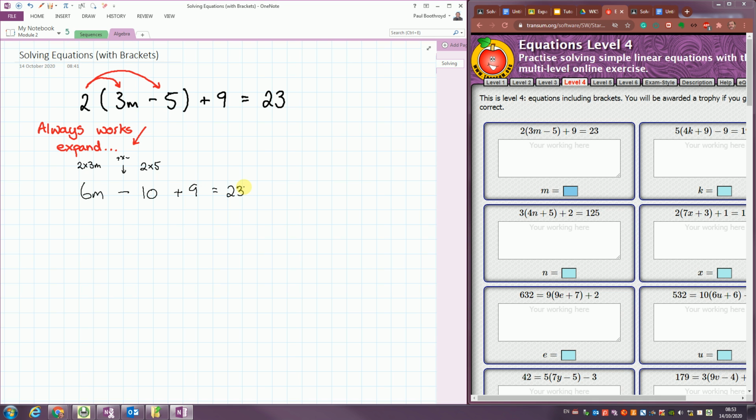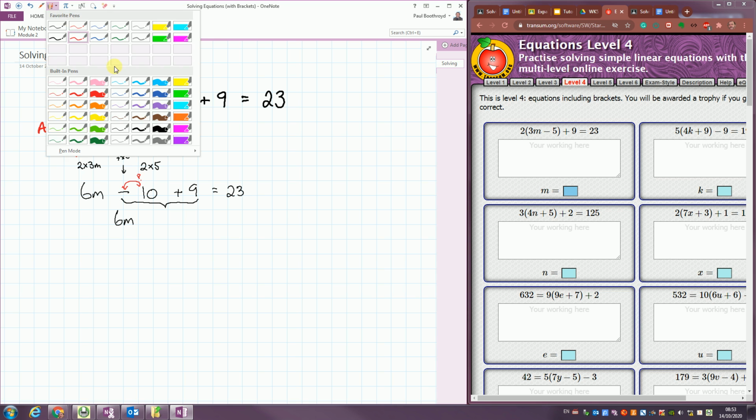Okay. Collect all your like terms together on the left-hand side, so we get a single number. So we have 6m minus 10 plus 9. Remember, the sign belongs with whatever follows it. So that sign is part of the 10. They're together.